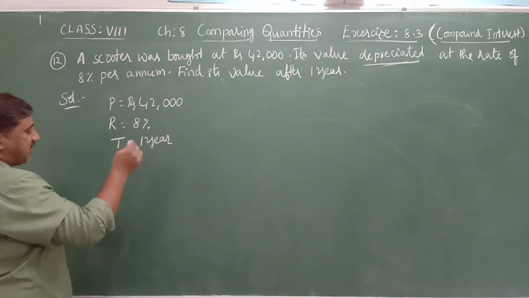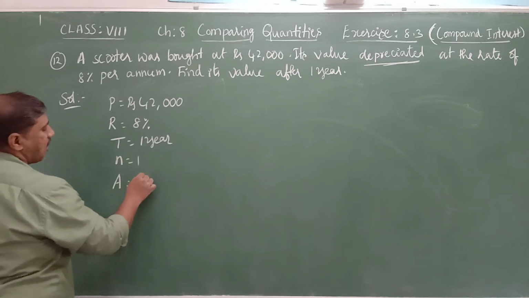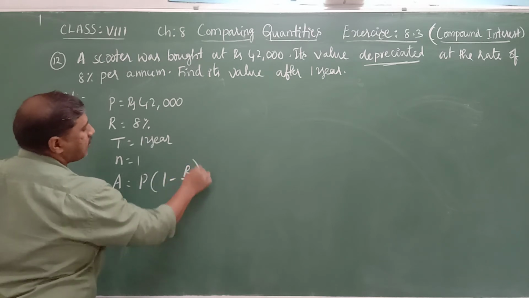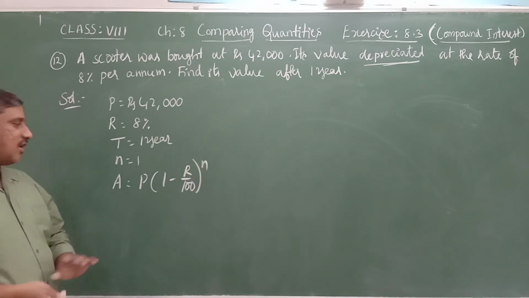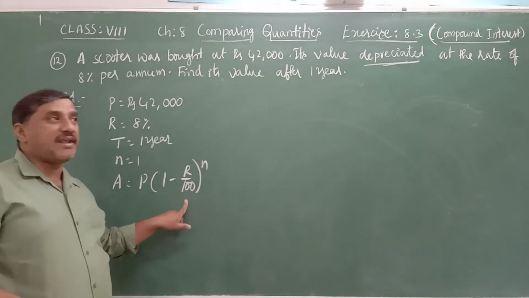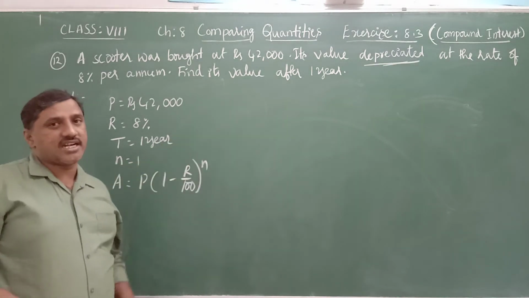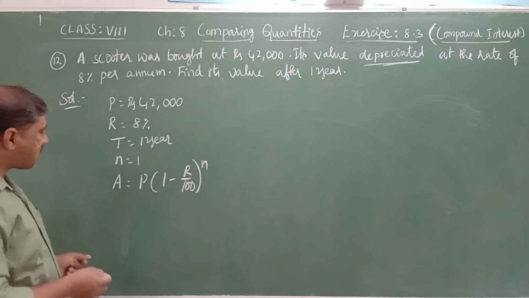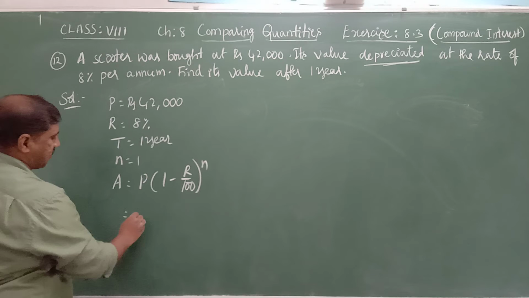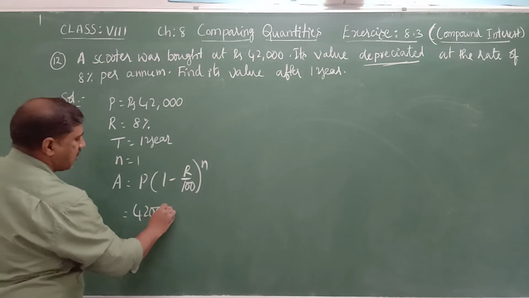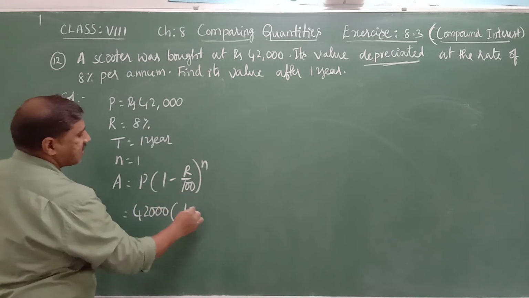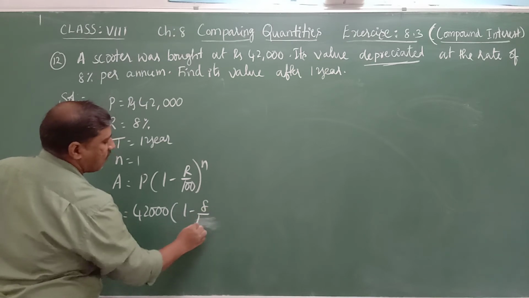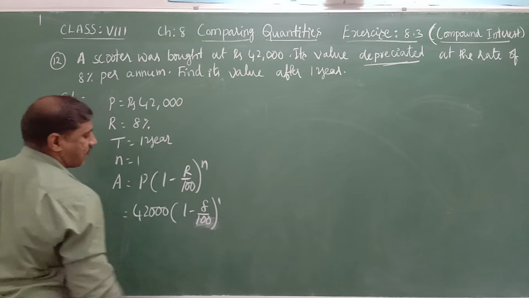So what is the formula which we use? A is equal to P into (1 minus R by 100) whole to the power of N. Why are we using 1 minus R by 100 here? Because the value is depreciated, it is decreasing, therefore we use minus R by 100. Now substitute: P is equal to 42,000 into (1 minus 8 by 100) whole to the power of 1.